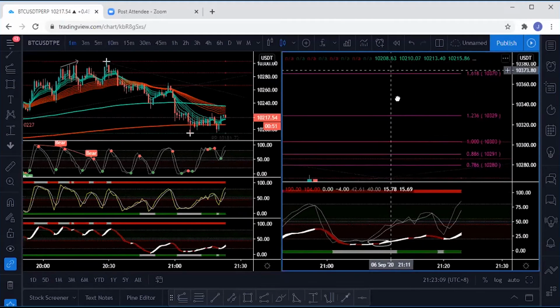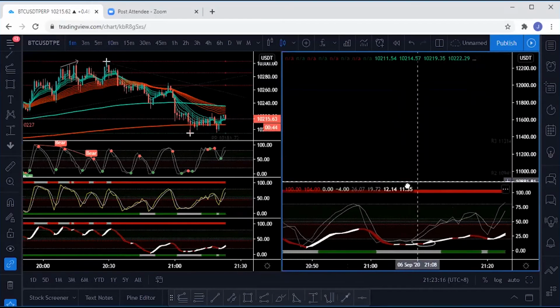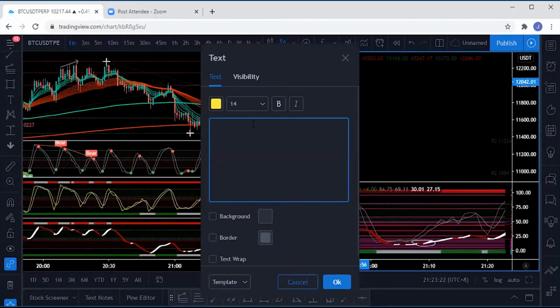Let's write it down. Criteria for using the two scripts together. So here are our criteria. First is, of course, trend following in 15 minutes. Second is to spot divergence in 1 minute. So this is our first criteria.